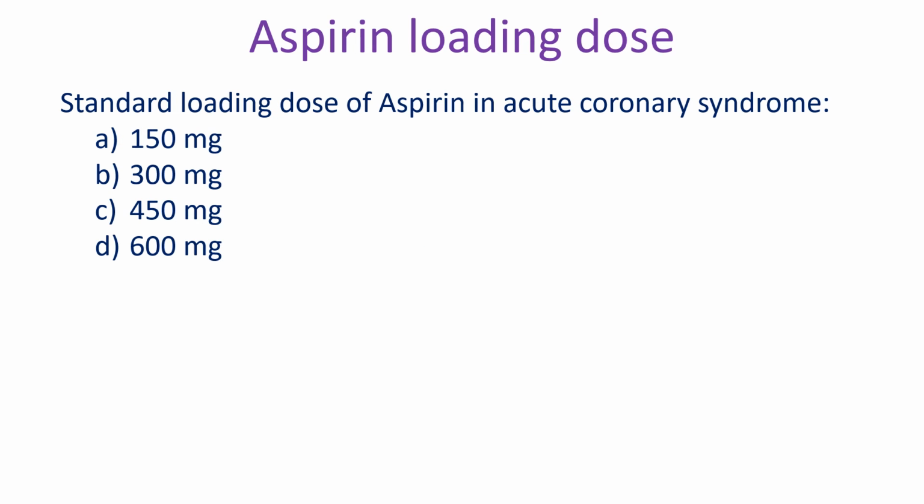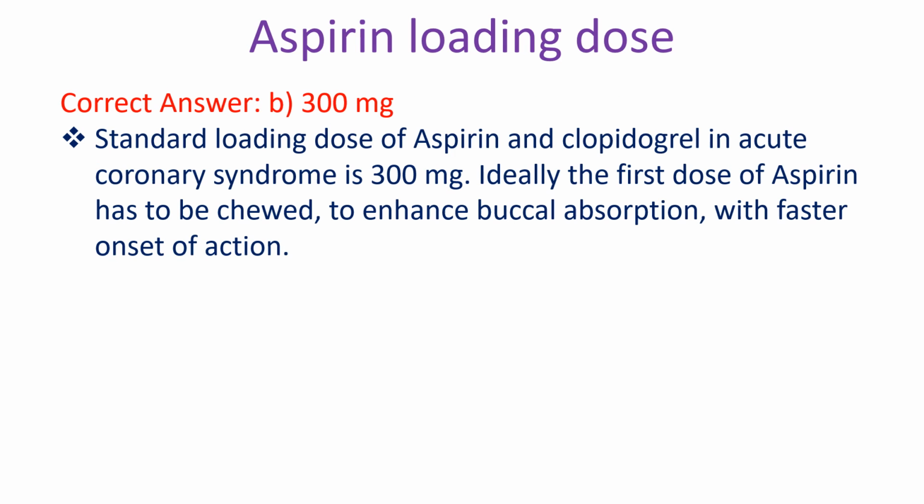Standard loading dose of aspirin in acute coronary syndrome: A. 150 mg, B. 300 mg, C. 450 mg, D. 600 mg. Correct answer B. 300 mg.